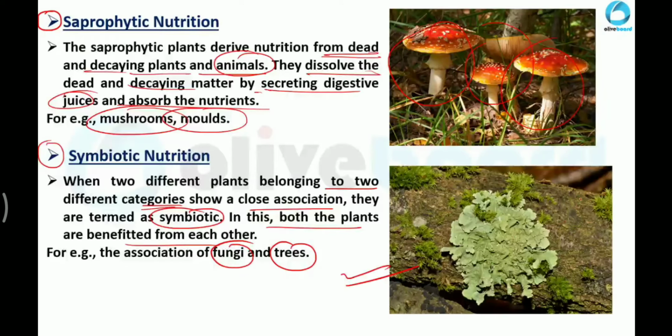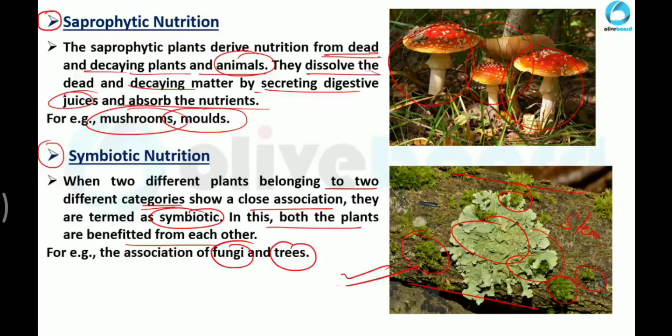In the figure you can see this is the main plant, and this is fungi. Both are associated. There are some requirements of this fungi which it fulfills by using the stem of this plant, and similarly this big stem has some requirements which it fulfills with the help of this fungi. So both are closely associated and both plants benefit from each other, and this kind of nutrition is known as symbiotic nutrition, and the plants are known as symbiotic heterotrophic plants.